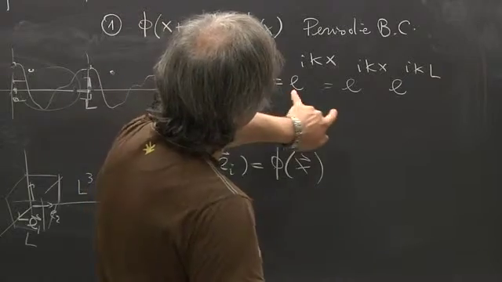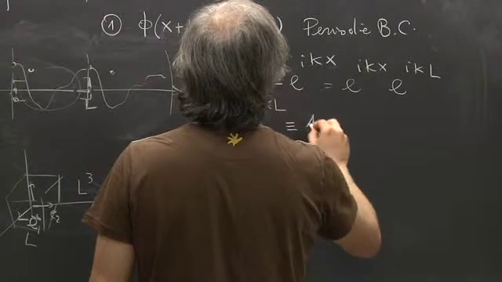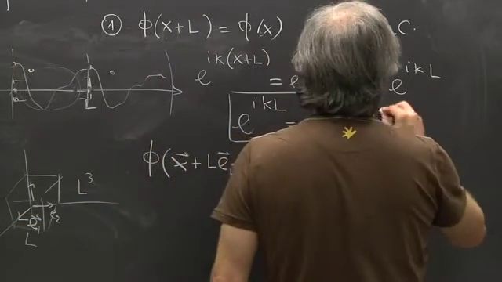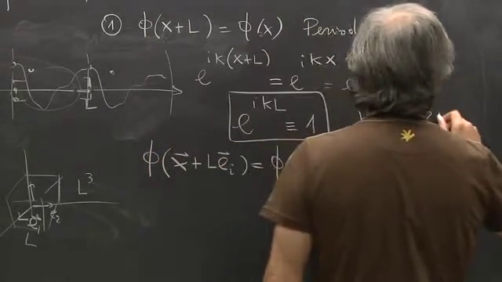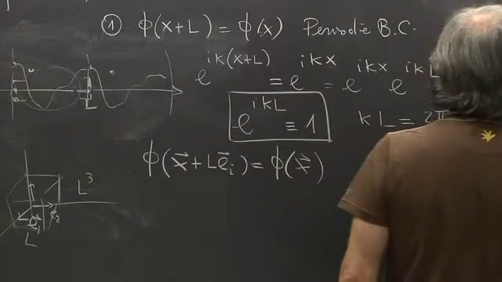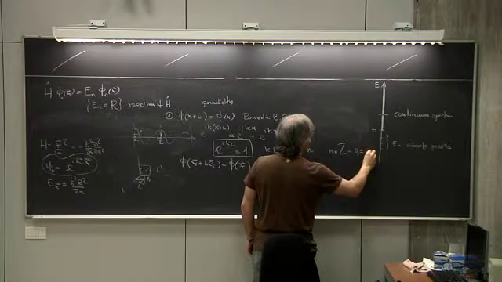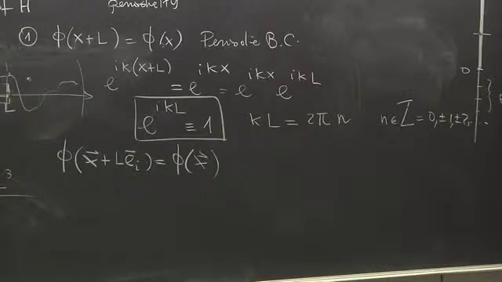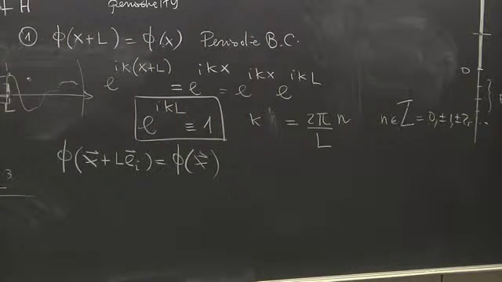Okay? So when is the following equality satisfied? Only when e to the i kL is exactly equal to 1. So not all k do that, but only some of them. Which ones? Well, k times L has to be equal to 2 pi times an integer n. n could be just any integer: 0, plus or minus 1, plus or minus 2, including negative numbers. Is this clear? So another way of writing it is that k is equal to 2 pi over L times an integer.